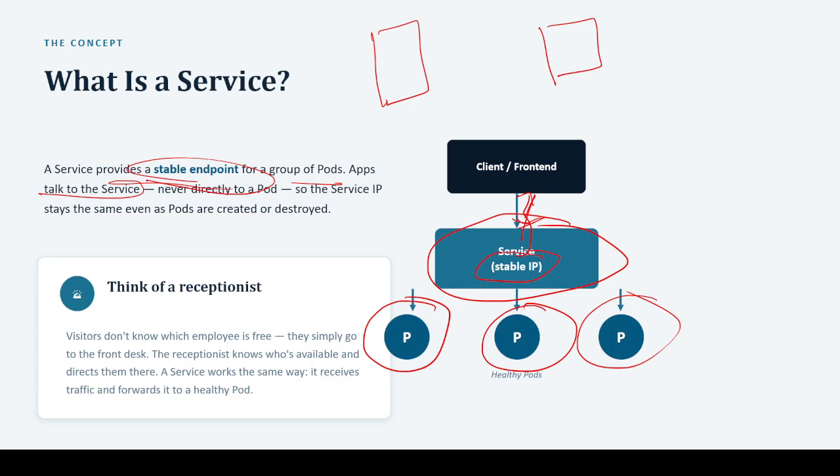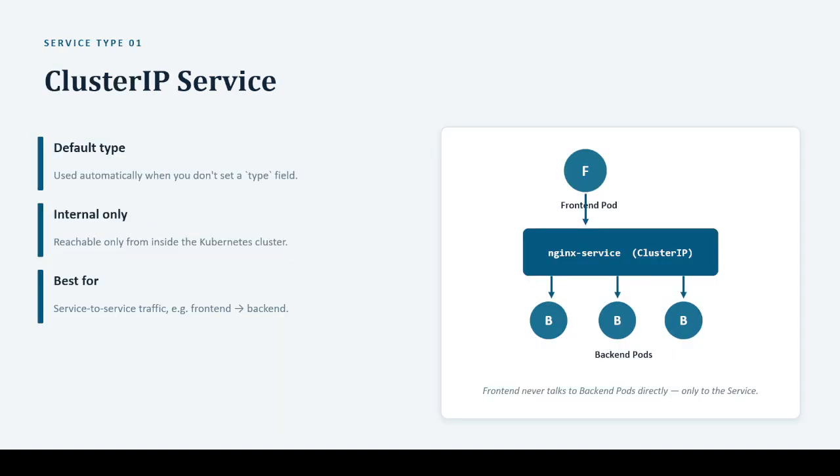So a service provides a stable endpoint for your group of pods. Here is one analogy: think of a receptionist. Whenever we go to a hotel or somewhere, there is a receptionist who redirects us to where we want to go. Let's begin with the first type, the ClusterIP service, which is the default type of Kubernetes service. Whenever you write a YAML and don't define the type, a ClusterIP gets created.